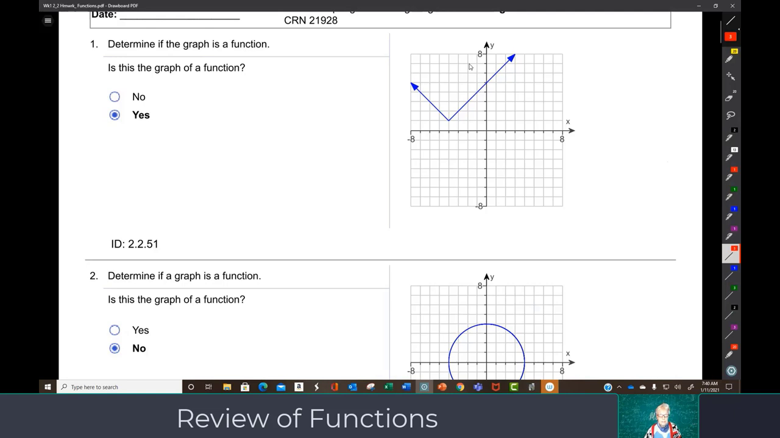Cats are like that. Okay, but the vertical line test. I am going to draw vertical lines through a couple of different places on this graph. I'm going to attempt to make vertical lines.